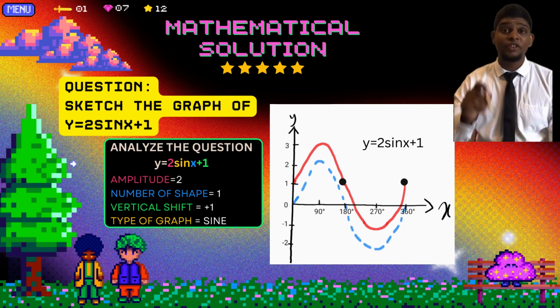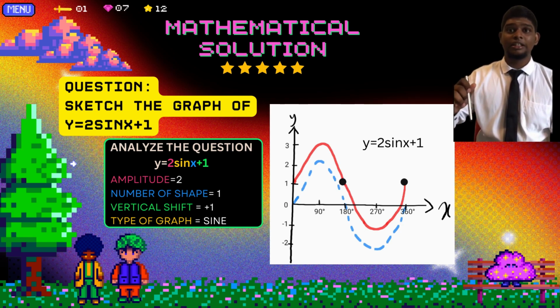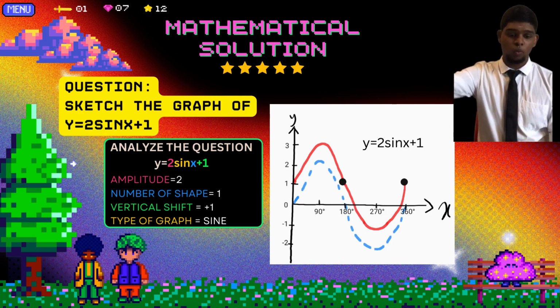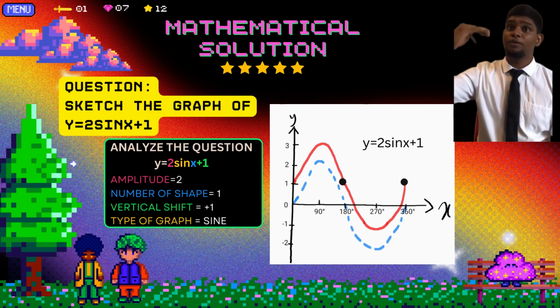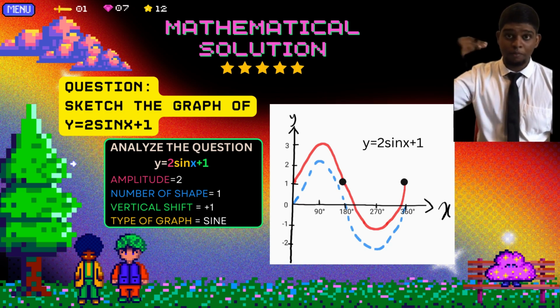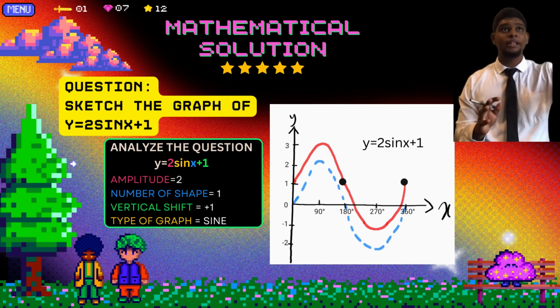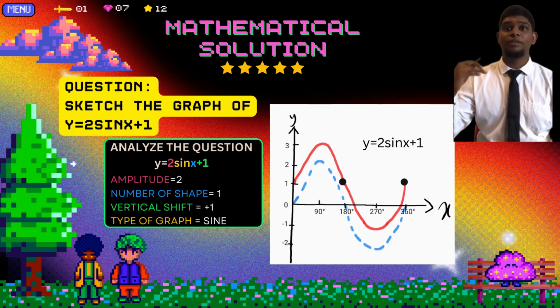The difference between the red and blue is that the red one has the vertical shift. So you have to plus 1. From 0, you plus 1, so you have to raise the graph. From -2, you plus 1 and go to -1, and from 2 you go to 3. So the range will be 3 to -1. The graph should be between 3 and -1 because of the vertical shift.